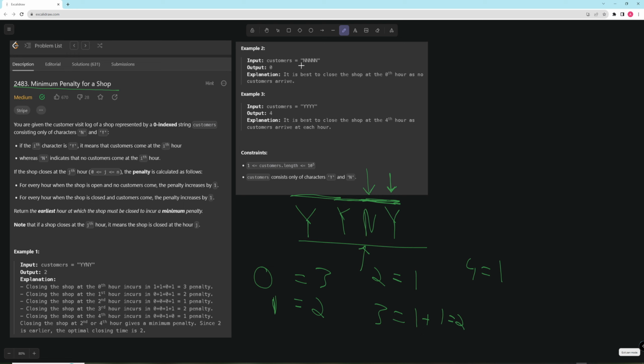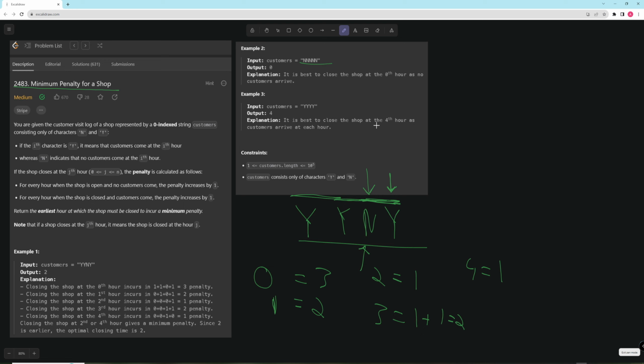So in the second example, the customer doesn't come at every hour. So obviously the best time to close the shop is at 0, because every time the shop is open and no one comes, you get a penalty, so you just want to close it early. And then the last one is if the customer always comes, you just want to close it after the very end.